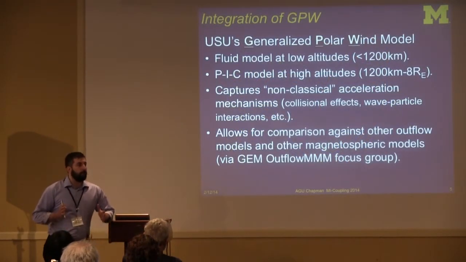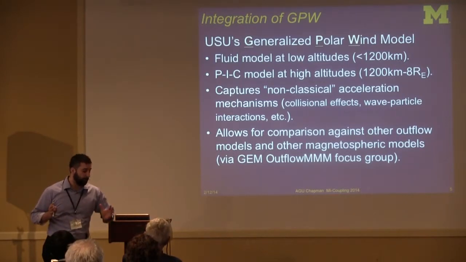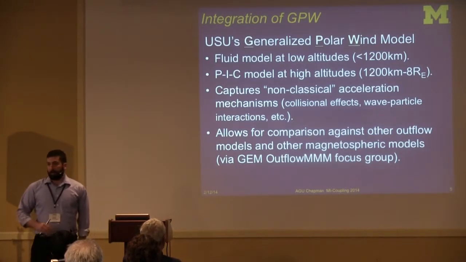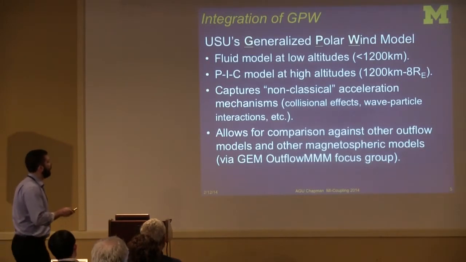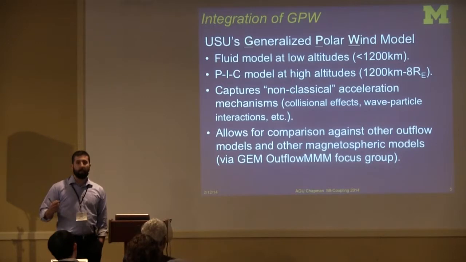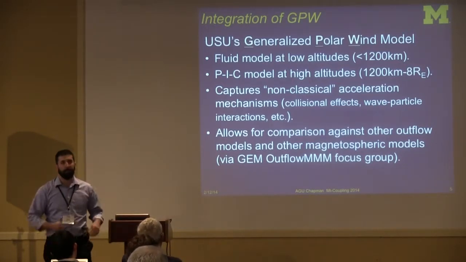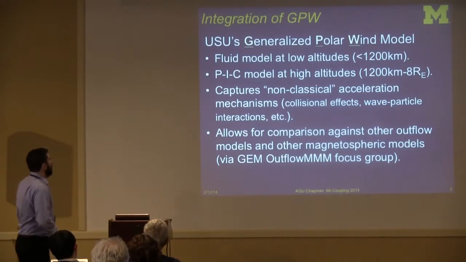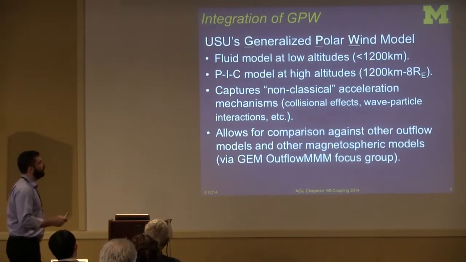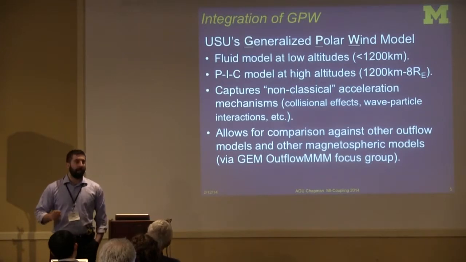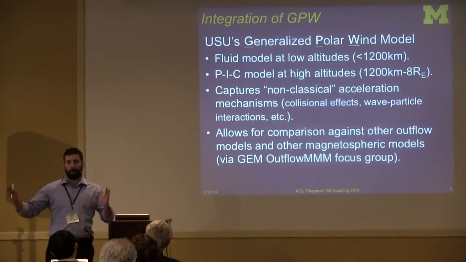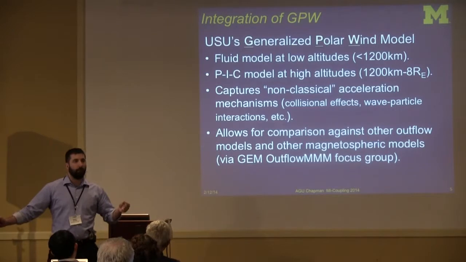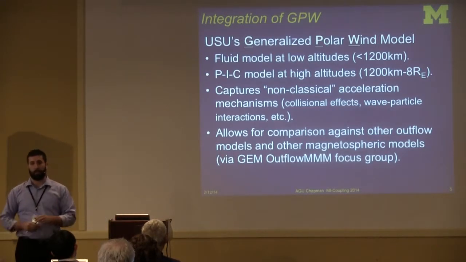We have recently coupled a new model to BATS-R-US, and that is Utah State's GPW model. Now, Bob already has waxed poetic about it, so I won't carry on. However, I do want to point out that it captures far more non-classical acceleration mechanisms, such as collisional effects, wave-particle effects, etc., that the version of the PWAM we use does not currently have. So installing a new code like this allows for some interesting comparisons. The first one is that we can hold our transportation method, BATS-R-US MHD, that physics part, constant, and change how we are setting the ionospheric outflow to see how the global magnetosphere responds to a different mass driver.